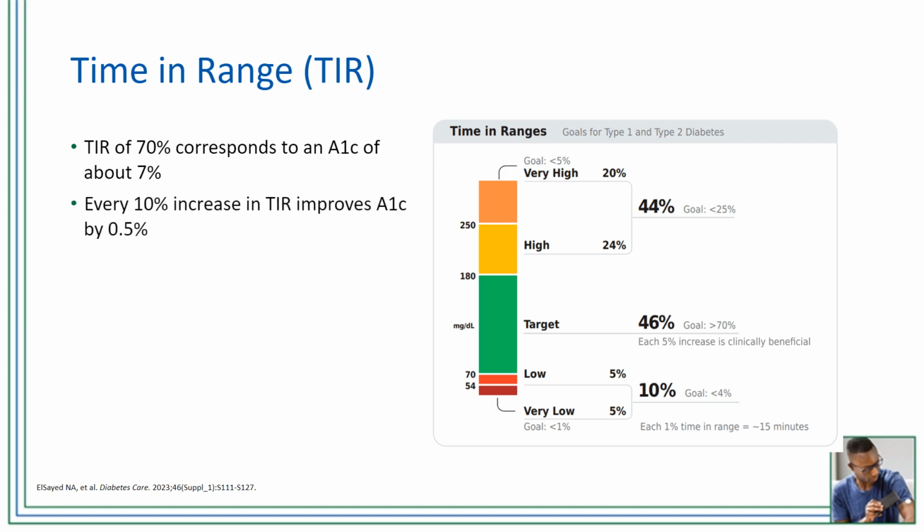The adjustment is that every 10% increase in time in range improves A1C by 0.5%. So if I have a 10% increase in time in range from 70 to 80, I could project that that A1C will drop from 7.5 to 6.5.